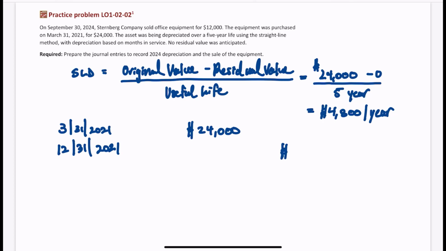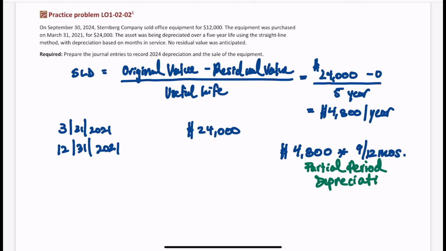So I'm going to say $4,800 multiplied by 9 over 12 months. This is partial period depreciation. So if you're talking the language of business, in accounting we call this partial period depreciation. If you want to impress people when you go home and your parents say, hey, what were you studying in class today? And you say, nothing really, just some partial period depreciation, no big deal. It'll sound real impressive.